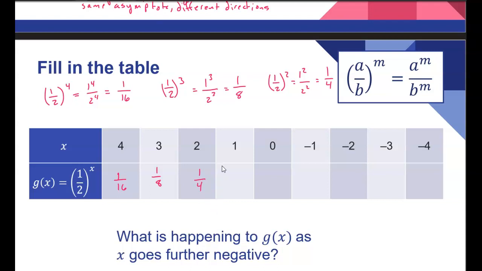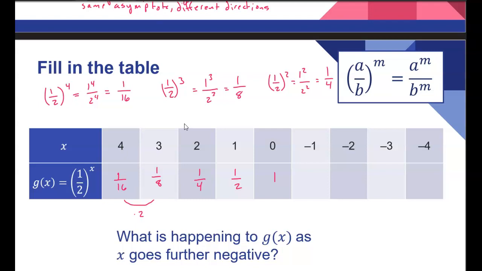We know that anything to the 1 power is just itself. Anything to the 0 power is 1. So what is our pattern here? What's happening? We can't always tell quite as well with fractions. But maybe let's try multiplying by 2.